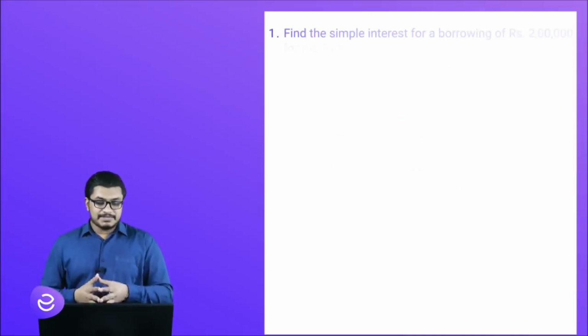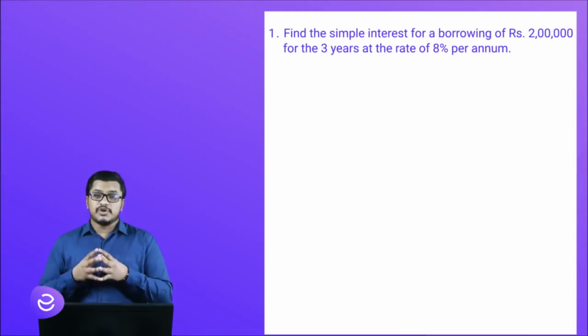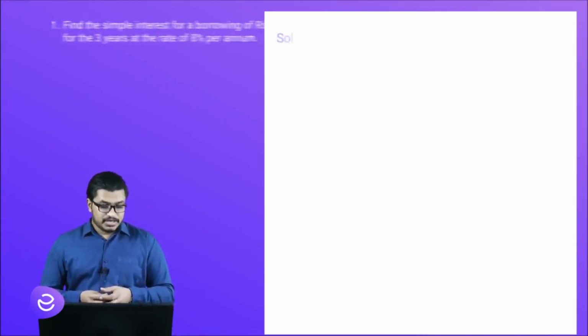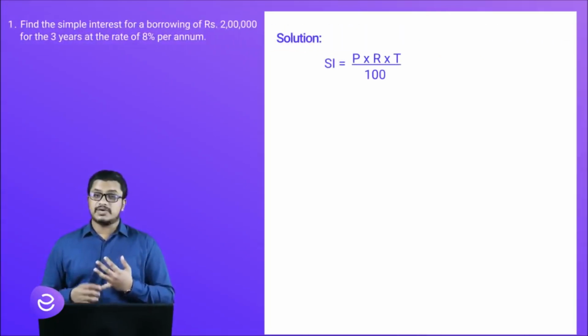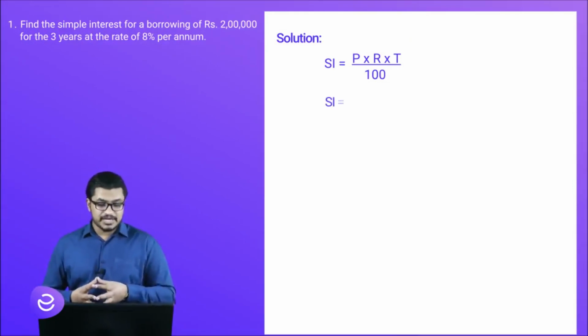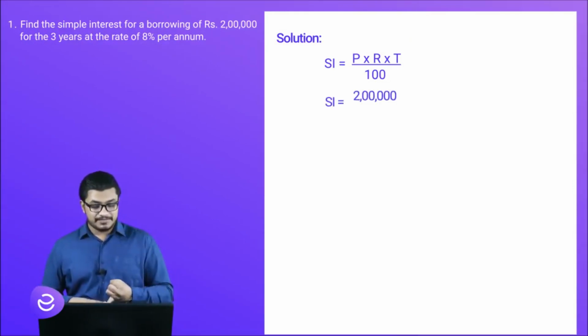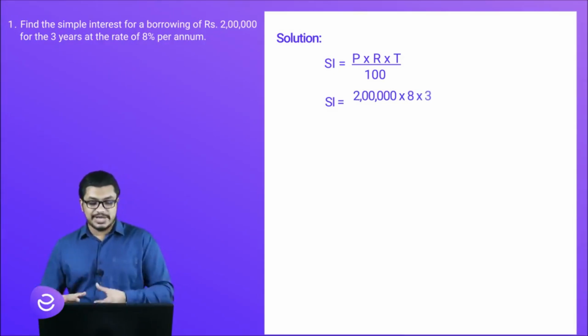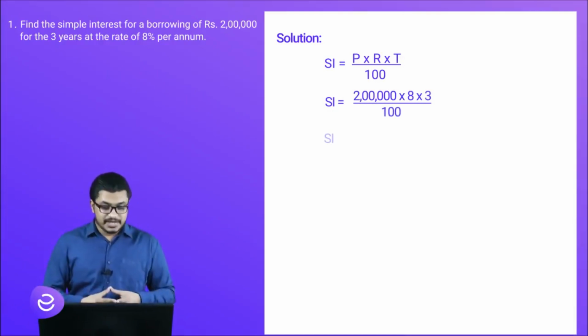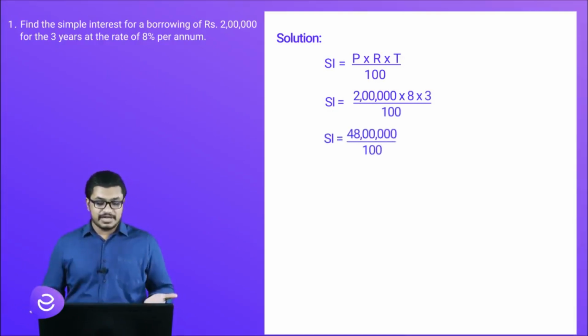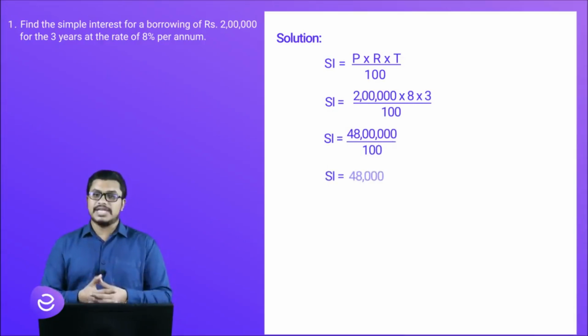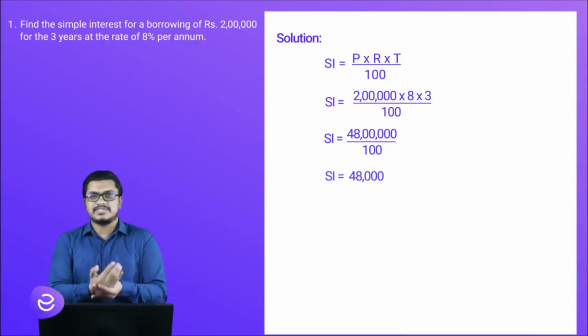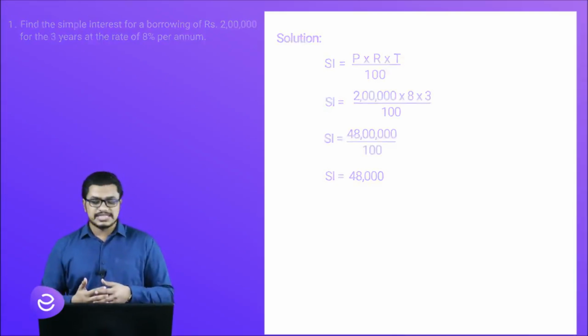First example: find the simple interest for a borrowing of rupees 2 lakh for 3 years at the rate of 8% per annum. So we have the equation SI, or simple interest, equals PRT by 100 or PTR by 100. P, the principal amount, is 2 lakh, R, the rate, is 8%, and T, the time, is 3 years. So we have 2 lakh into 3 into 8 divided by 100, which is 48 lakh divided by 100, and the simple interest will be 48,000. Here they have not asked about the amount, they have just asked about the simple interest. So the answer is 48,000.